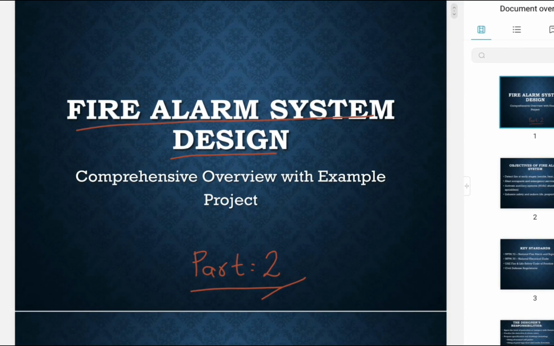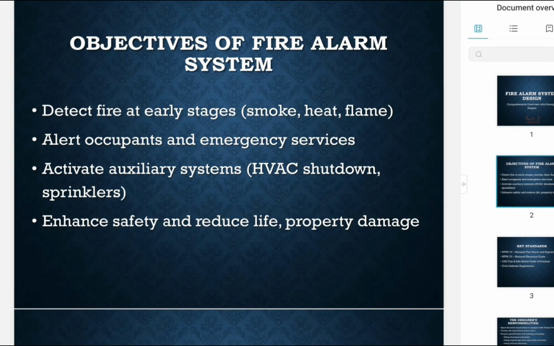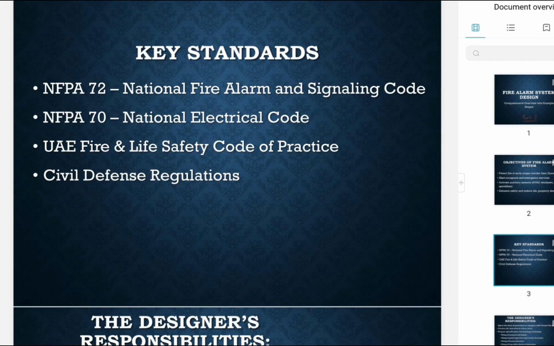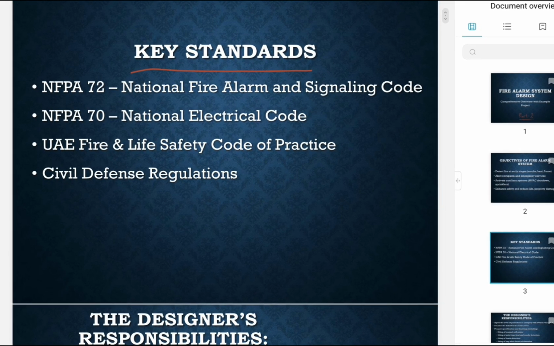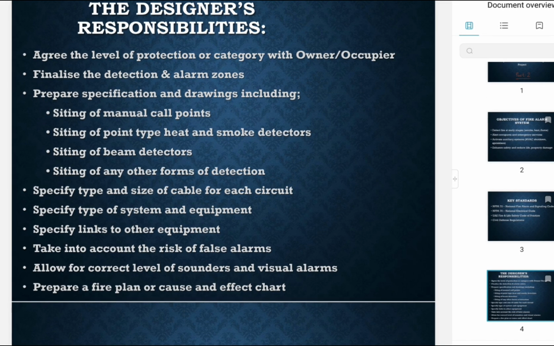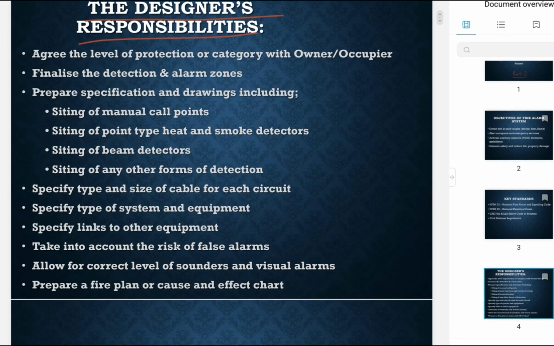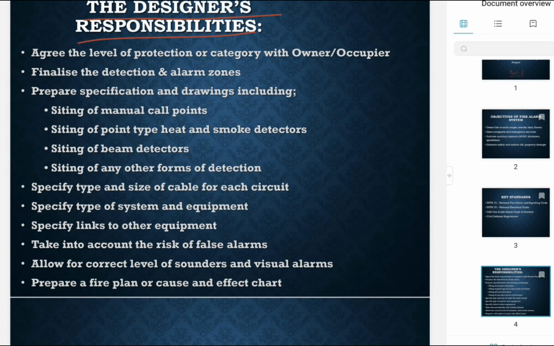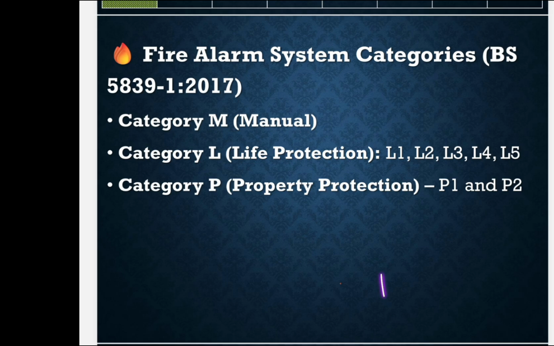In the last part video, I discussed the objective of the fire alarm system and the key standards involved in order to design a fire alarm system. Then I discussed the responsibilities of the fire alarm system designer in great detail. Apart from that, I discussed the different categories of the fire alarm system. I deeply covered category M, which is a manual fire alarm system, category L, which is subdivided as L1, L2, L3, L4 and L5, and category P, which is subdivided as P1 and P2.